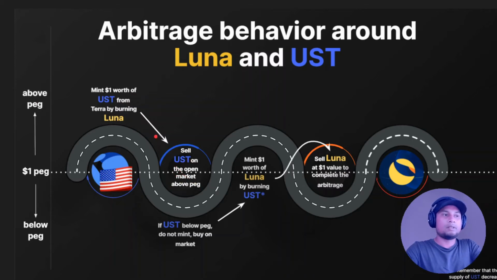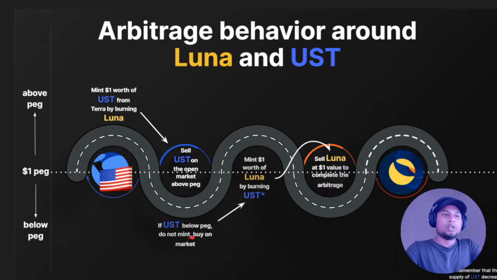Why? Because they want to sell high. And if UST goes below $1, below the peg, do not mint, buy on the market. That means they're buying UST low, below $1. They mint $1 worth of Luna by burning UST. That's what happens in the protocol.